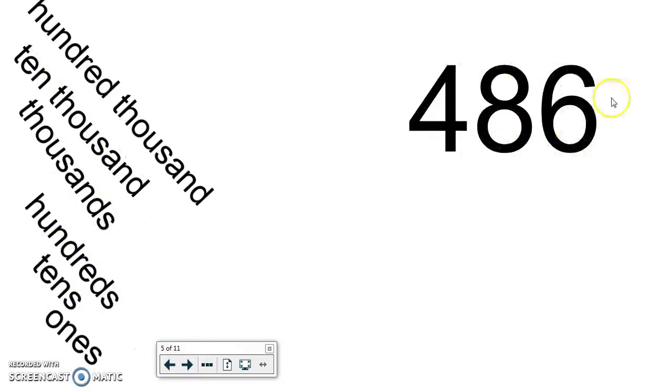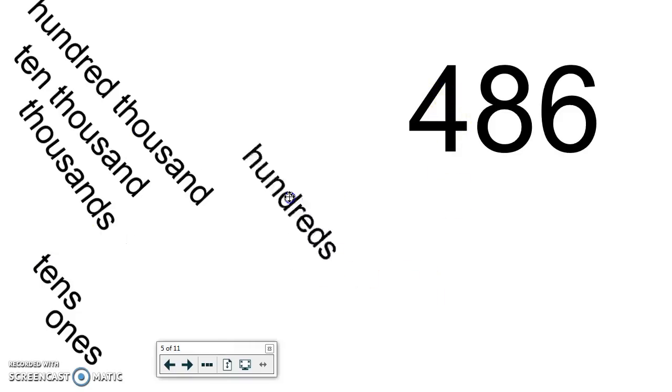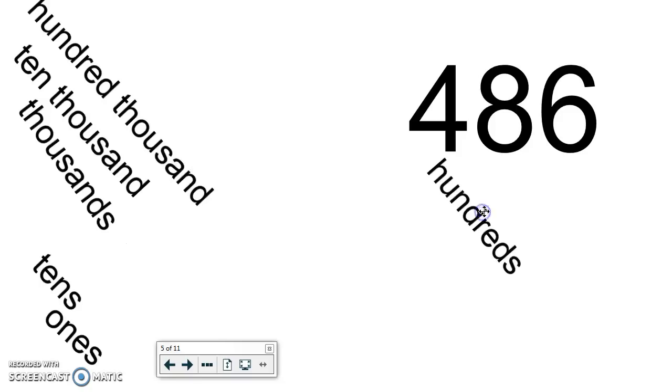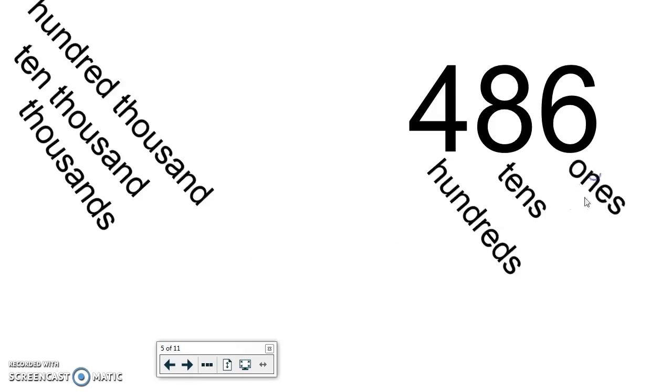First, say this number in your head. Now, as you say it, it kind of gives it away. 400. Ooh, so the 4 is in the hundreds place. 86. 80 is when you count by tens, you get to 80. You can think of it that way. You have 8 tens. 6 would be 6 ones. 486.